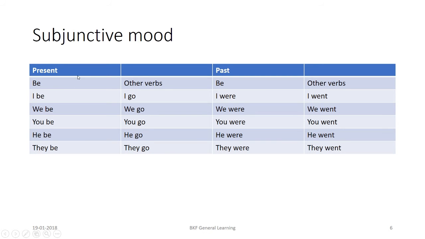Now let's talk about subjunctive mood. First we'll talk about present and then the past. For the verb be, the present subjunctive mood would be I be, we be, you be, he be, they be. For the other verbs, it will be like I go, we go, you go, he go, they go. Okay, now coming on to the past. For be, it will be I were, we were, you were, he were, they were. And for the other verbs, let us say if we consider the verb go, it would be I went, we went, you went, he went, they went.